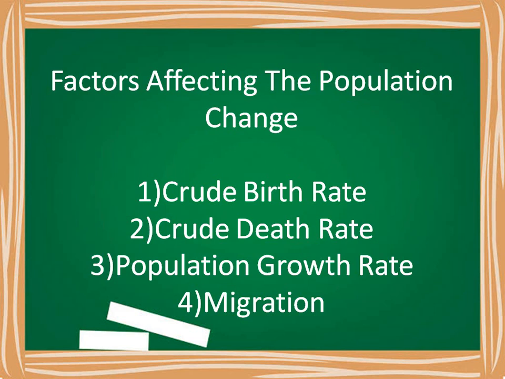The main factors which are affecting the population change are the crude birth rate, crude death rate, population growth rate, and migration. So come on friends, let's learn about them one by one. Crude birth rate. Birth rate or crude birth rate refers to the number of live child births per 1,000 persons in a given geographical area per year.